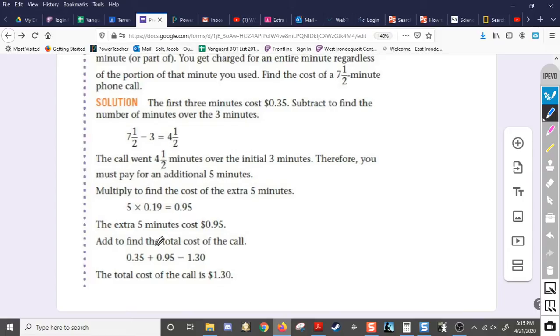So the extra 5 minutes over the first 3 costs us 95 cents. Our total charge is going to be the 35 cents plus the 95 cents. The 35 cents is for the first 3 minutes. The 95 cents is for the 4.5 minutes rounded up to 5 after that. So our total charge for this call is $1.30.